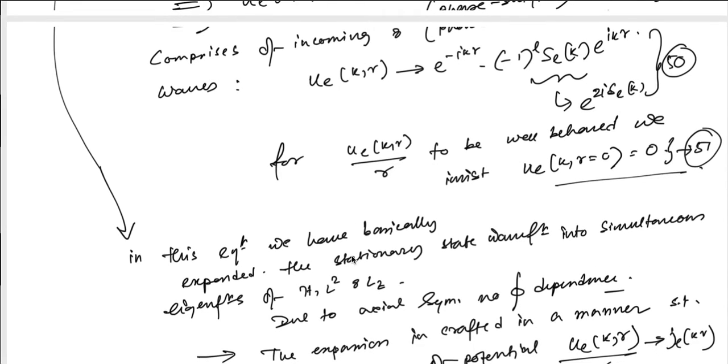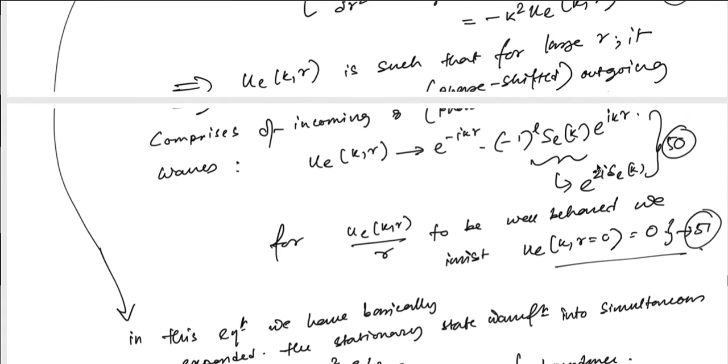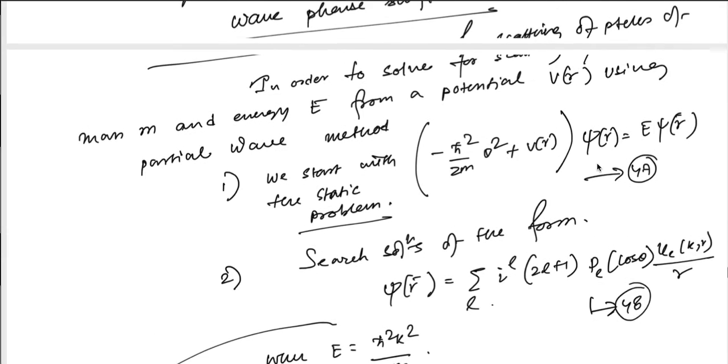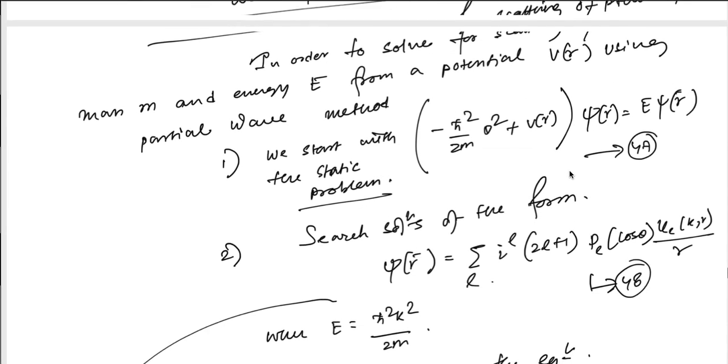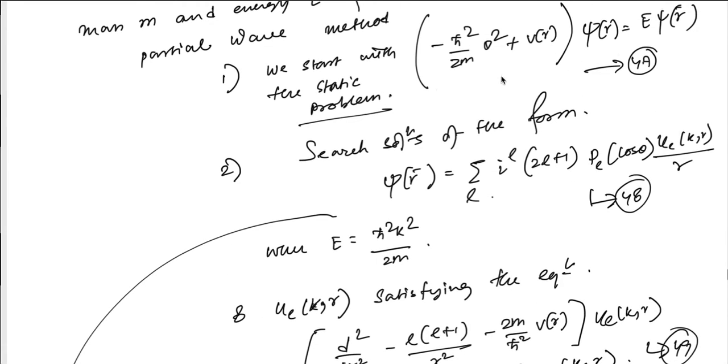Also note that this U_l(kr) also has to be well behaved at the r going to 0 limit. So for that we must insist, because otherwise it is diverging, that U_l(kr) at r going to 0 is 0. So with these conditions, the bottom line is, if I have to solve the scattering cross section of a problem, I have to solve this equation for a given particle of mass m and energy E by a potential V(r). I have to solve this equation where the solutions must be of this form.